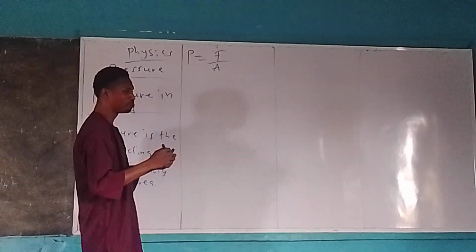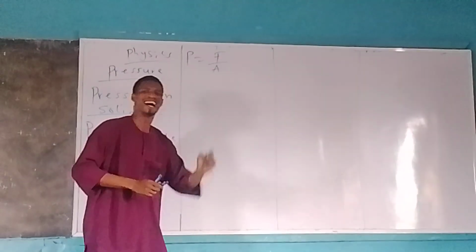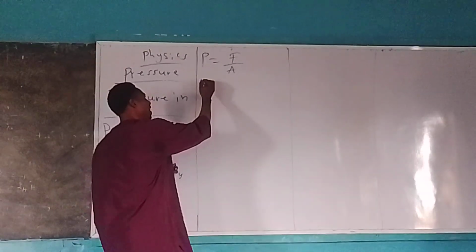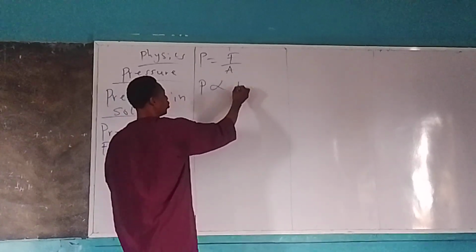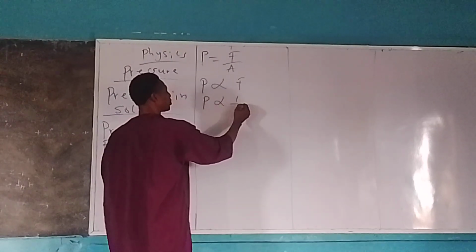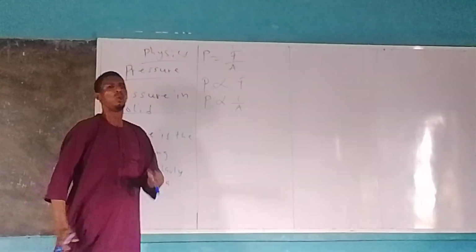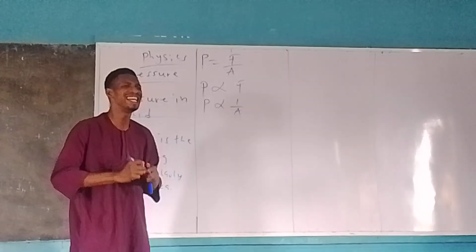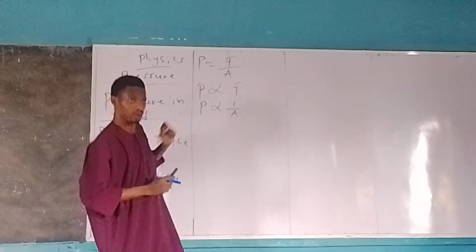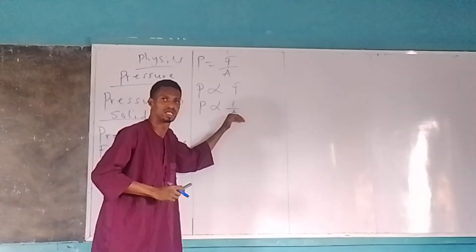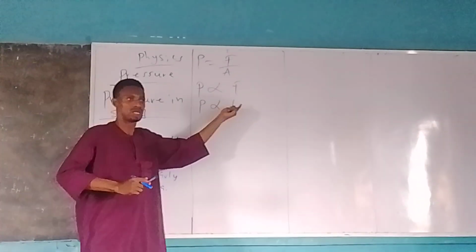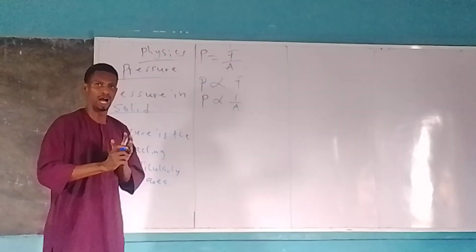What is the relationship between pressure and force, and between pressure and area? Pressure is directly proportional to force, and this same pressure is inversely proportional to area. What does this imply? It implies that the more the pressure, the lower the surface area, and the lesser the pressure, the more the surface area.